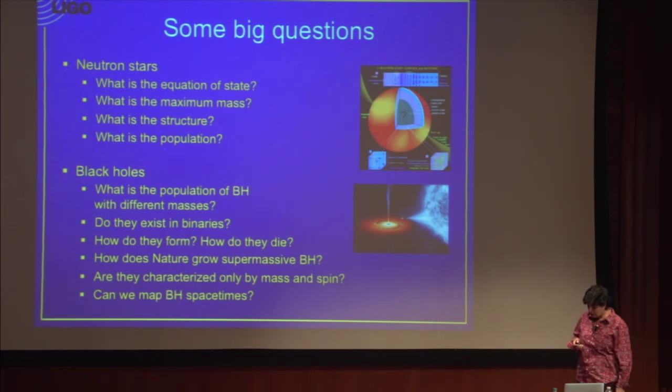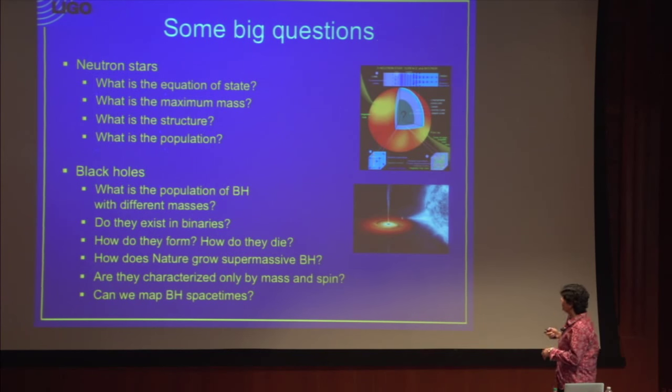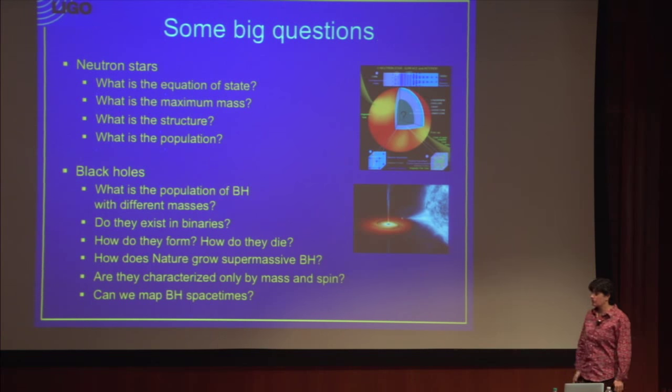She'll talk a lot more about neutron stars. I'm simply going to tell you they're there and they have interesting properties that we would love to know about. Similarly with black holes, what is the population of black holes with different masses? Do they exist in binaries? How do they form? How do they die?